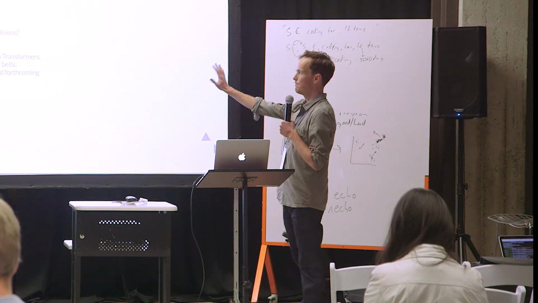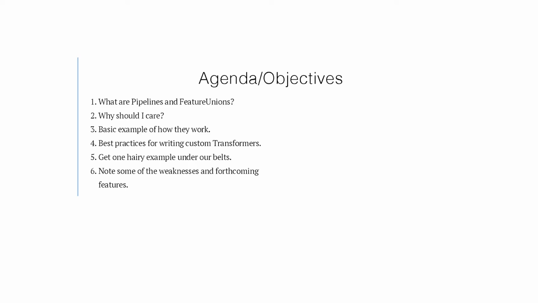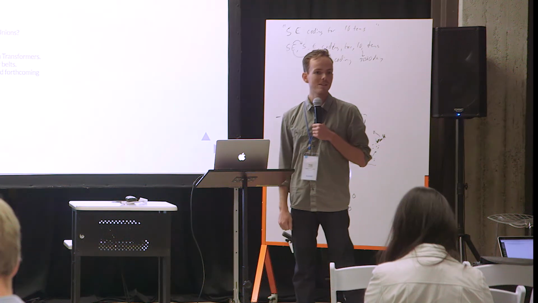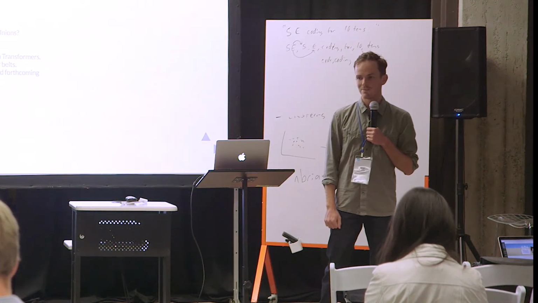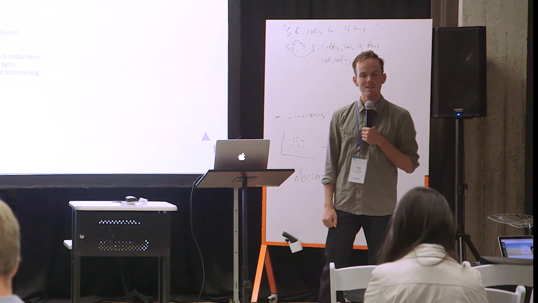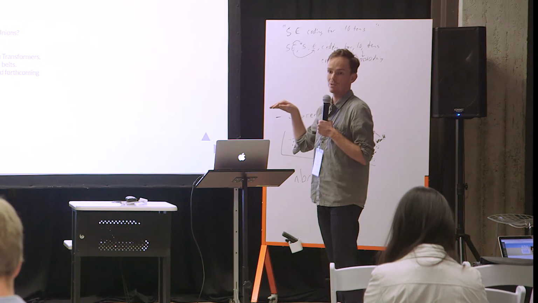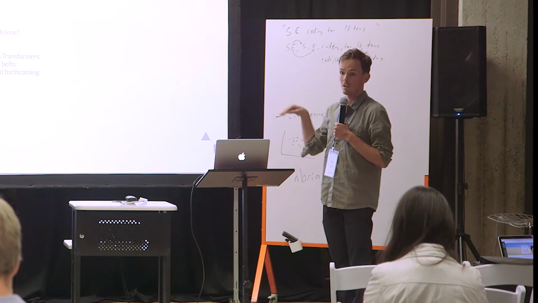Okay, so here's my high-level plan for the day. We're gonna talk about pipelines and feature unions. So these are what I consider to be at least among the best parts of SciKit-Learn. So if you came here expecting to learn the latest new model implementation or unsupervised method that's been added to SciKit-Learn, that's not going to happen. This is all sort of meta material for making use of all of those things.